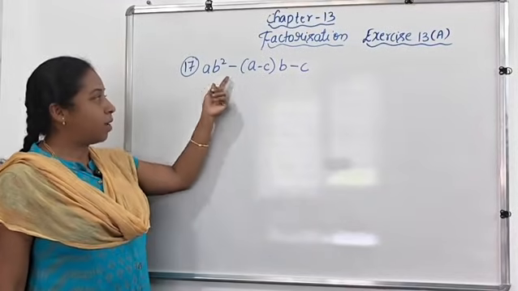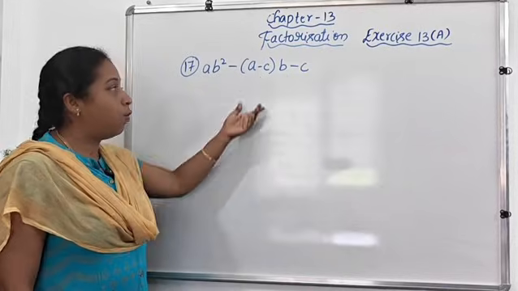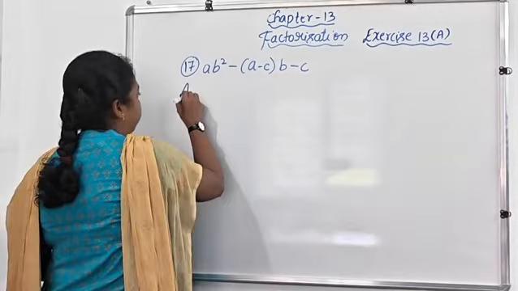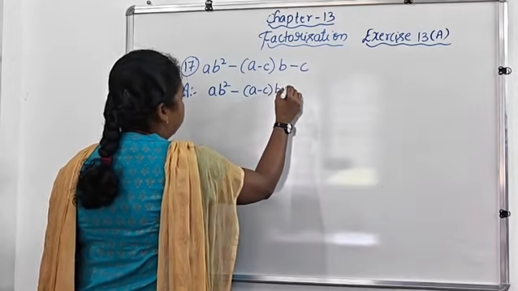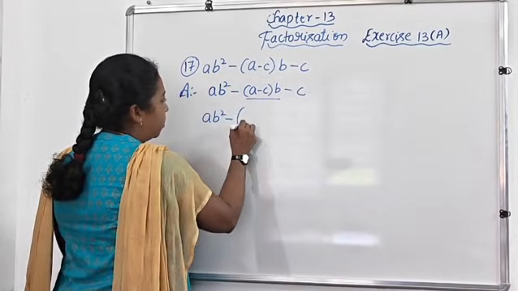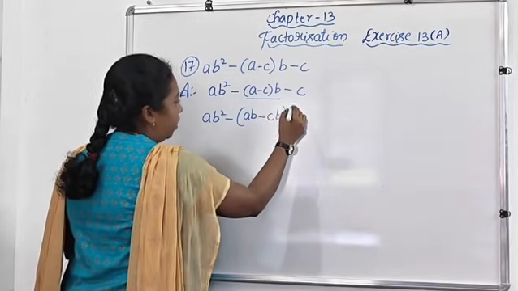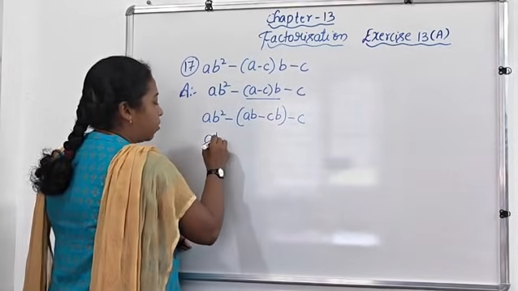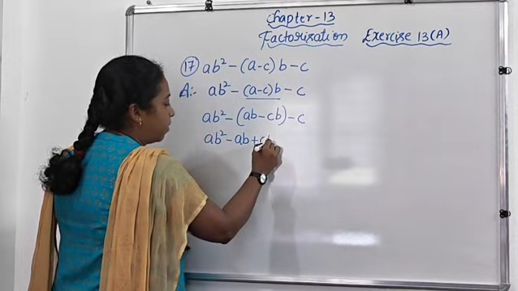17th question is ab square minus (a minus c) into (b minus c). In our previous problem, how we solved by multiplying this, the same way we apply here also. Let's check out. Multiply this: ab square minus a into (b minus c) into (b minus c). Obviously, for removing this bracket, we have to multiply with the outside negative sign. That means ab square minus ab plus cb.